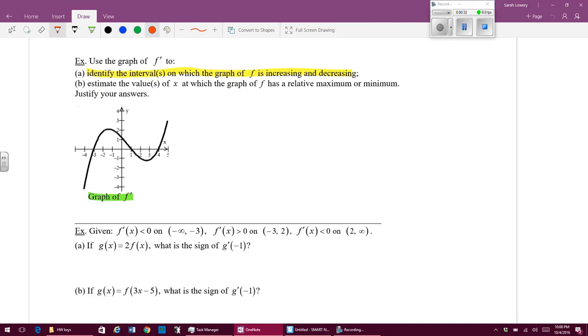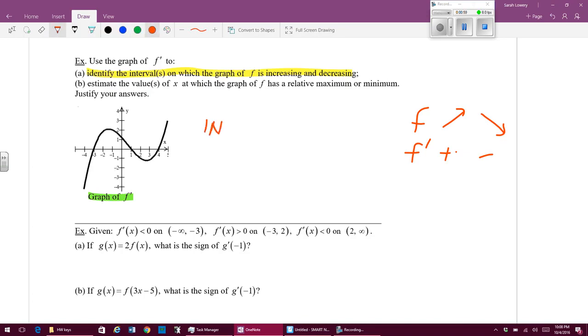So some important things to remember is that when f prime is positive, that means that f is increasing. When f prime is negative, that means f is decreasing. So if we remember this relationship, that allows me to realize I'm going to be looking at where this graph is positive and negative.